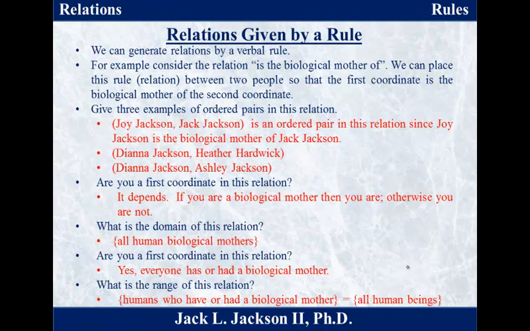Okay, so I already gave this example, Joy Jackson, Jack Jackson. Since Joy Jackson is the biological mother of Jack Jackson, that's my mom and me. Dinah Jackson is the mother of Heather Jackson Hardwick. And Dinah Jackson is the mother of Ashley Jackson. So that's my wife and my 2 daughters there. You could have your own examples that you would put in that. So the first coordinate is the mother of the second coordinate.